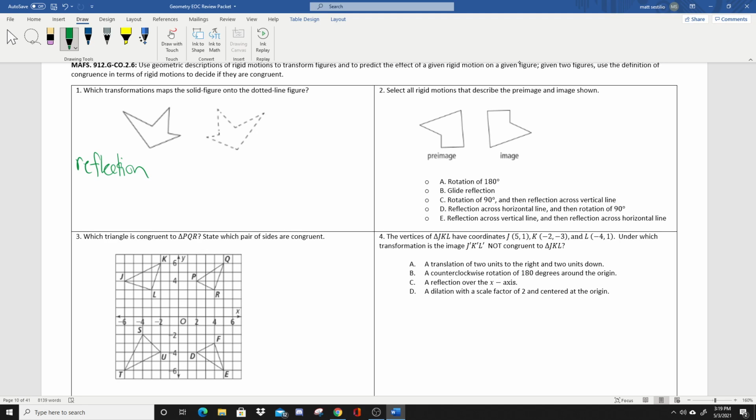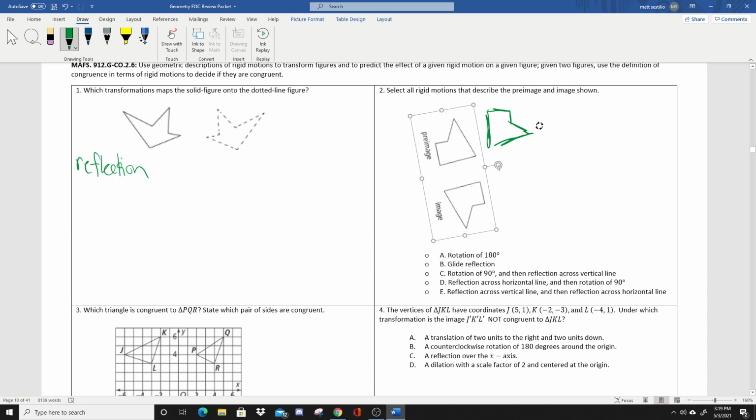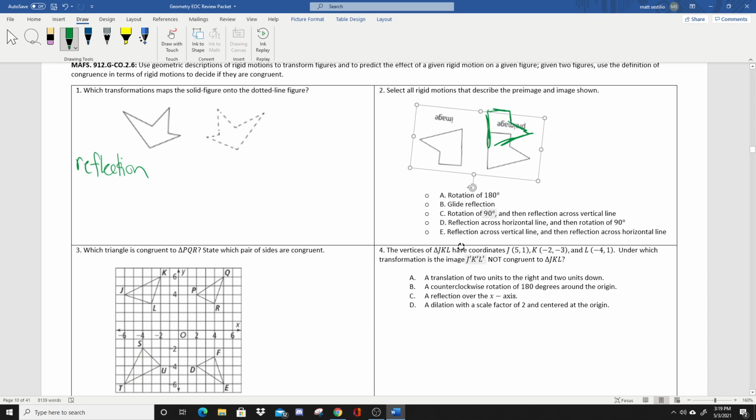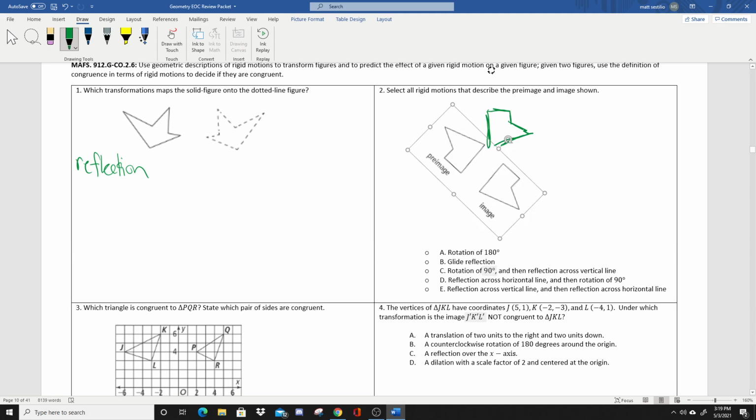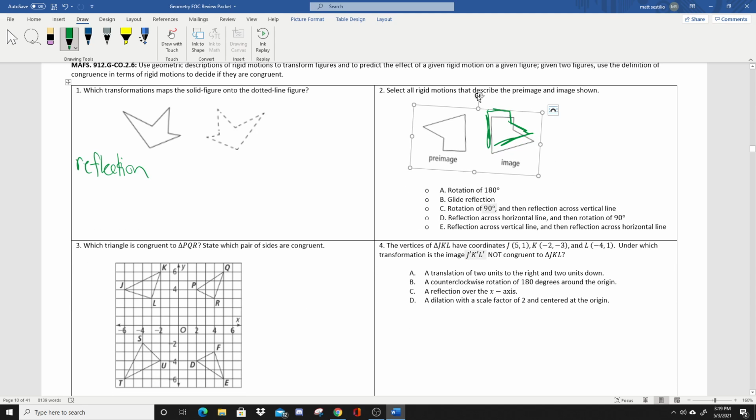So it says select all, so there's more than one answer. So if you were to rotate this thing about its center, 180 degrees, it looks like you would get this one. See if I can actually do this for this image. So you get that one. So the rotation works.